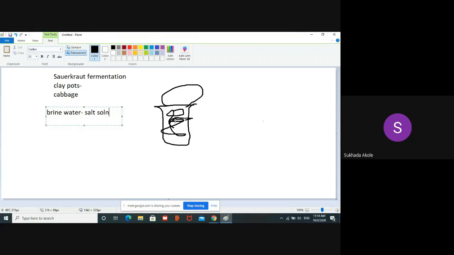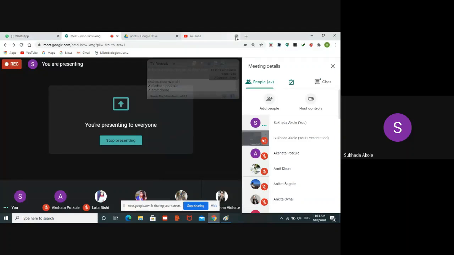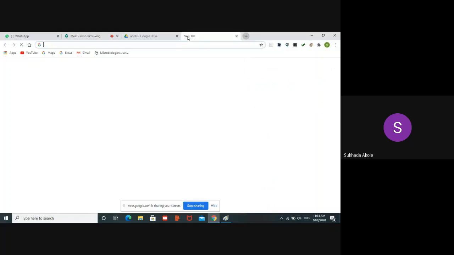Sometimes German and Polish people did this fermentation in what we call a moat. So what is a moat? Any idea? M-O-A-T, moat.